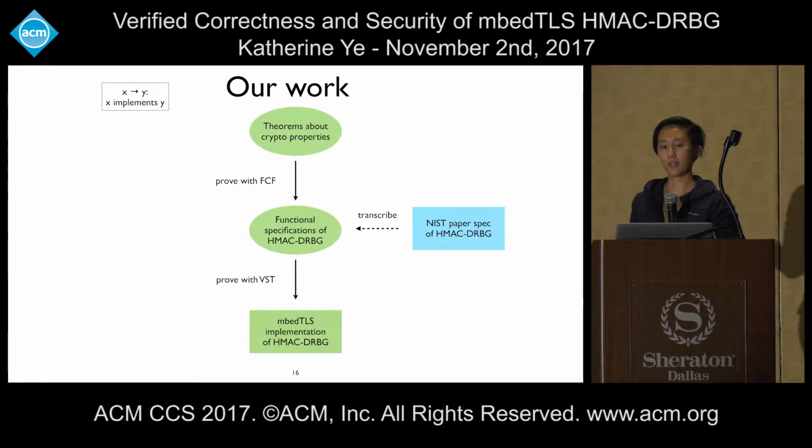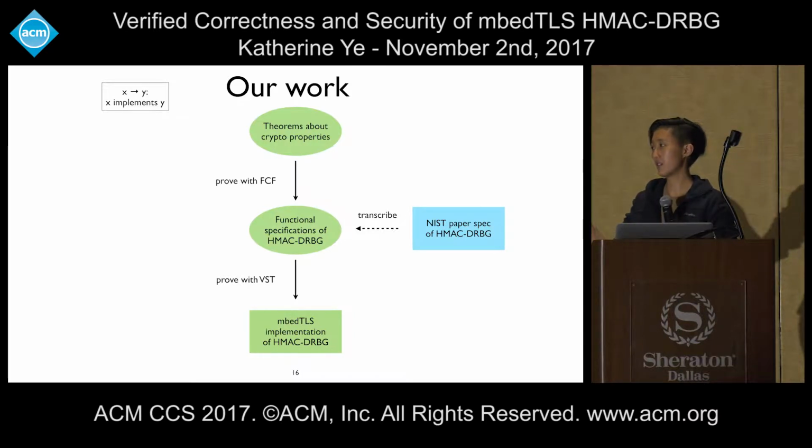Here's an overview of our work and how the components link together. First, we start with the NIST paper specification of HMAC-DRBG. This is a paper, digital document output by a government agency. We transcribe that into a functional specification of HMAC-DRBG. This spec is written in Gallina, which is a high-level functional language in the Coq proof assistant.